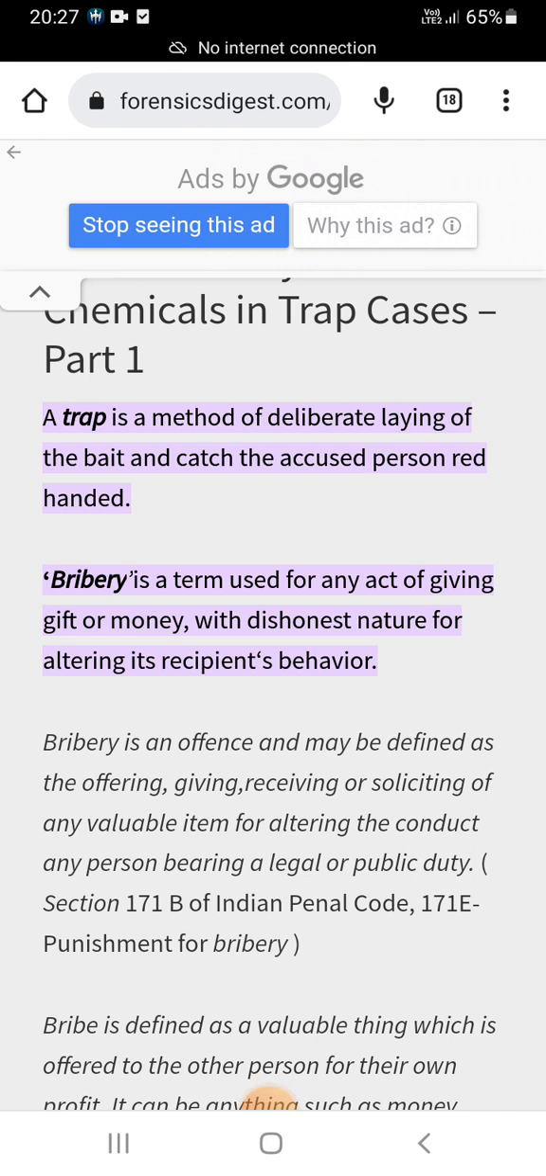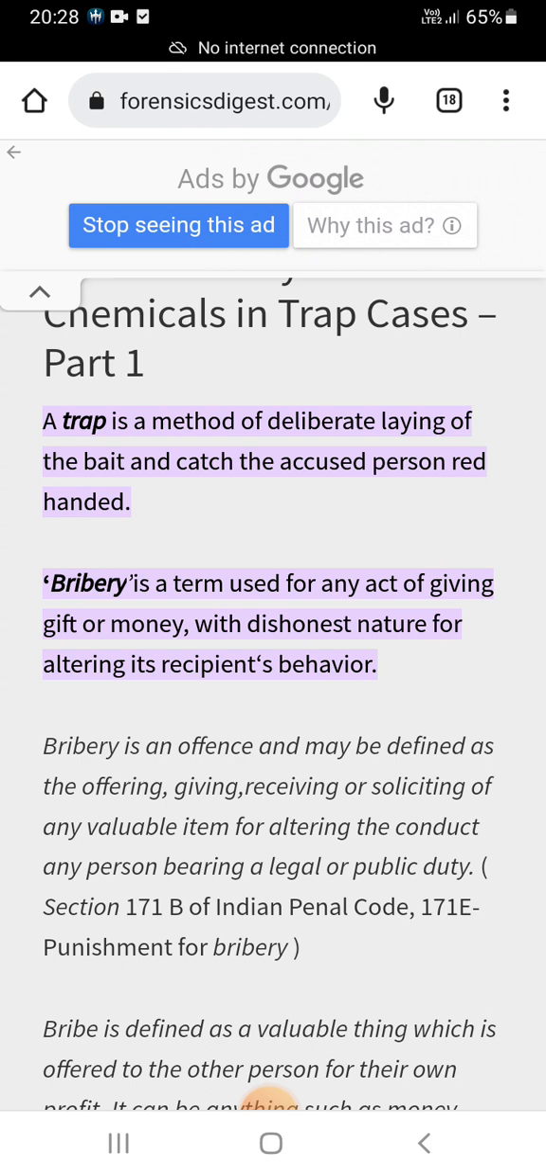Today, we are going to discuss trap cases. What are trap cases? Sometimes, a civil servant takes bribes from a person who comes to their office for any kind of work.